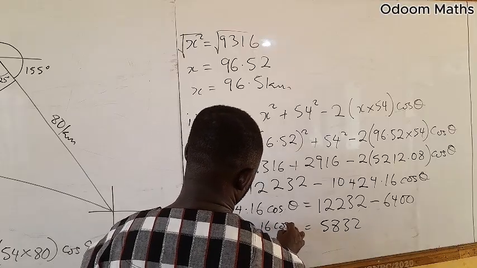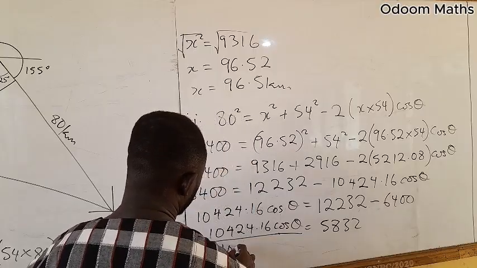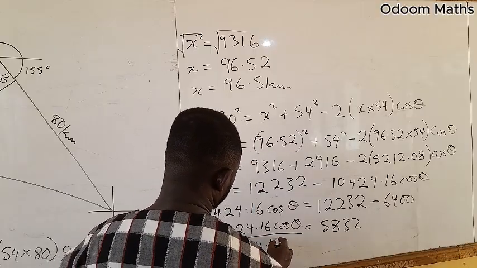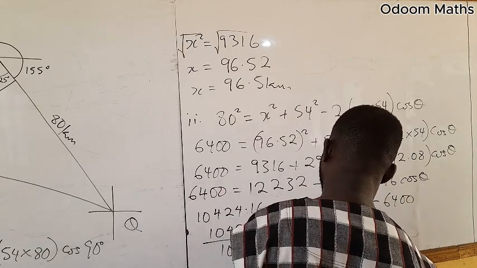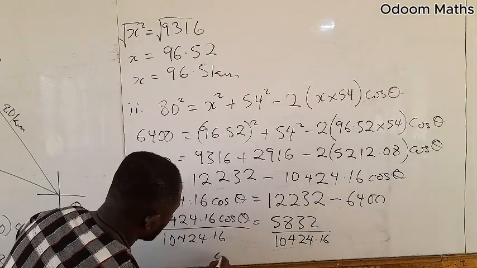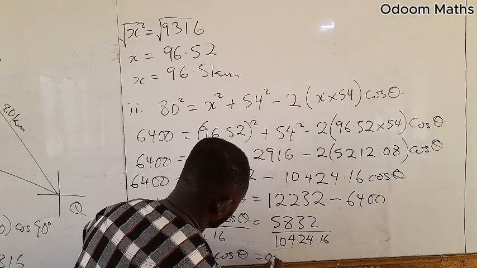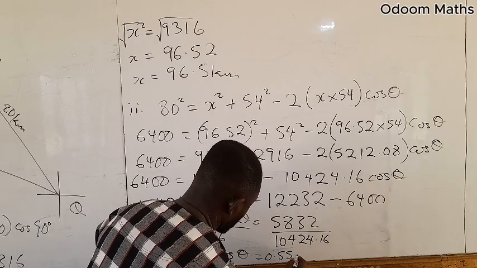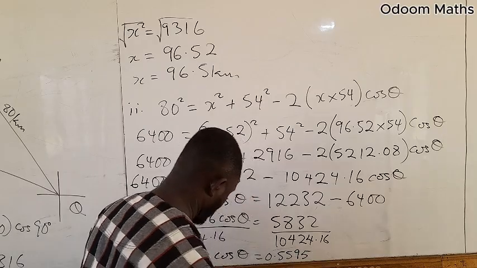So 10,424.16 cos theta is equal to this. So we need to divide both sides by 10,424.16. Then here too, 10,424.16. Okay, so here cos theta is equal to, when you divide this, that is going to give us 0.5595, to 4 decimal places.